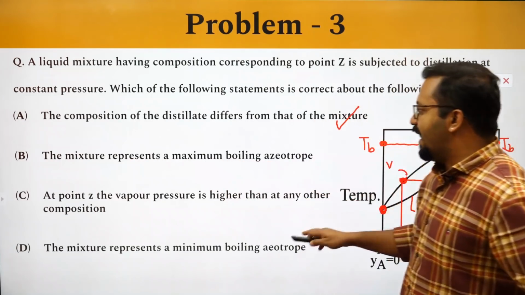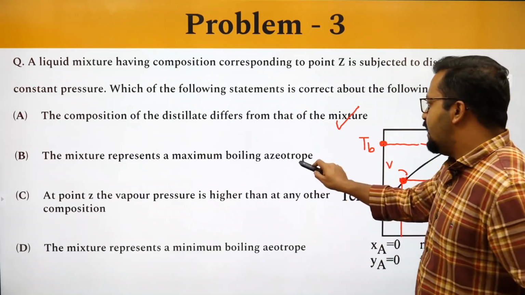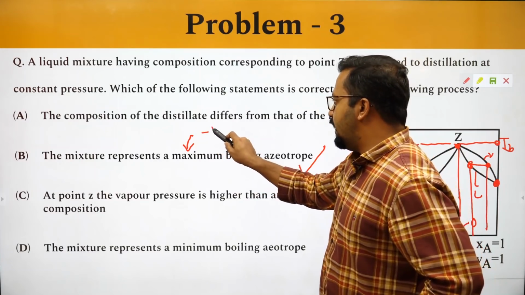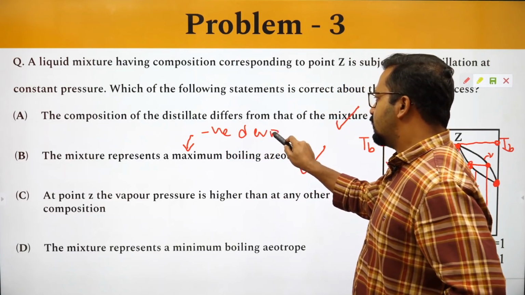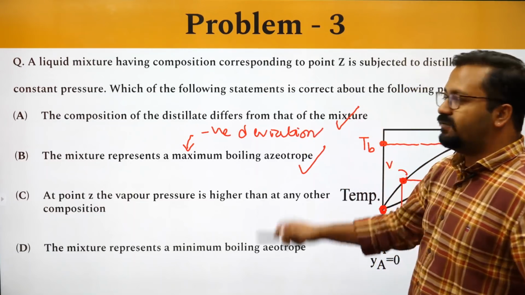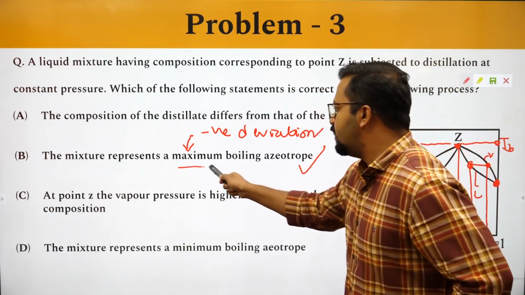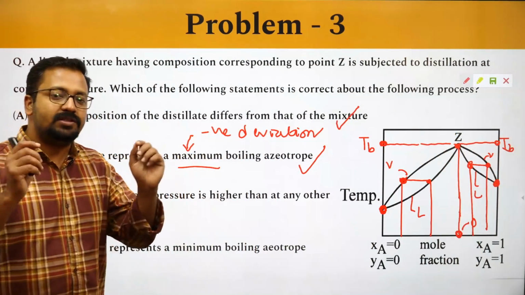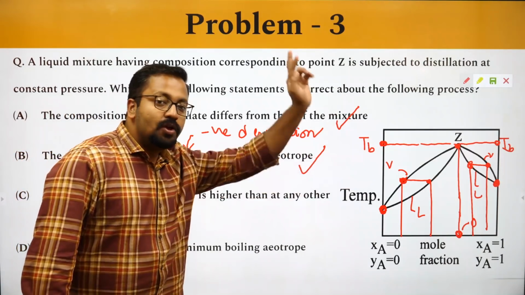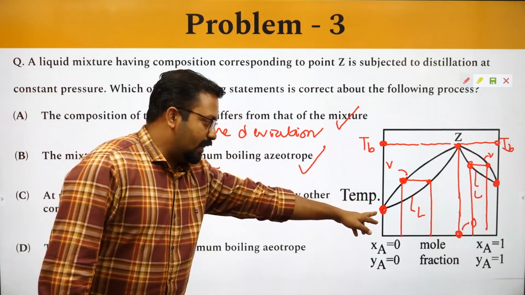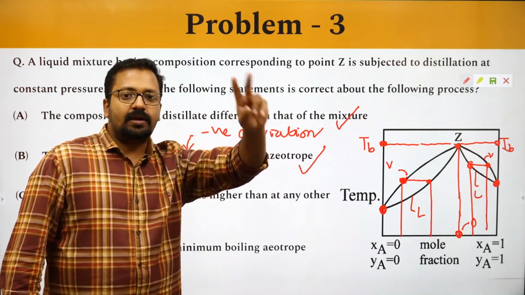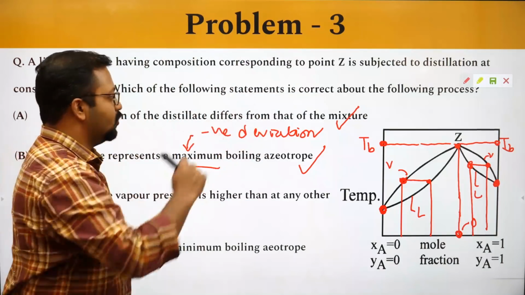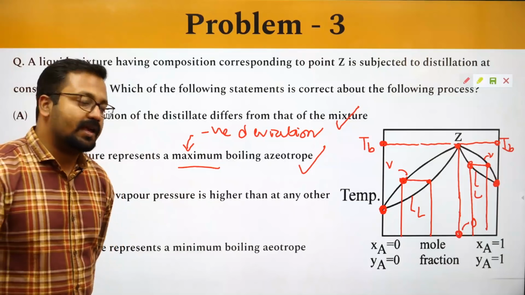The mixture represents maximum boiling azeotrope. Obviously, maximum boiling azeotrope is obtained due to negative deviation. Why do we call it maximum boiling? Because when two liquids, liquid A and liquid B, are mixed together, the solution's boiling point turns out to be even more than the boiling point of the liquid whose boiling point was higher. So this is known as a maximum boiling azeotrope.